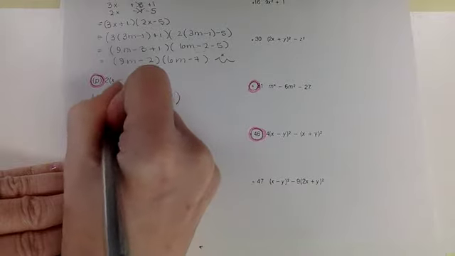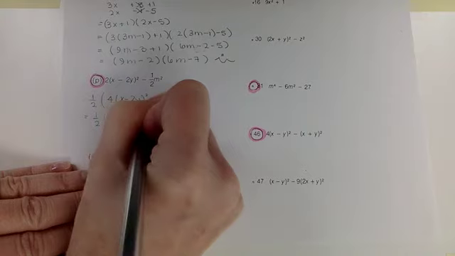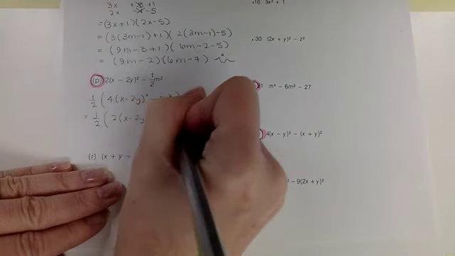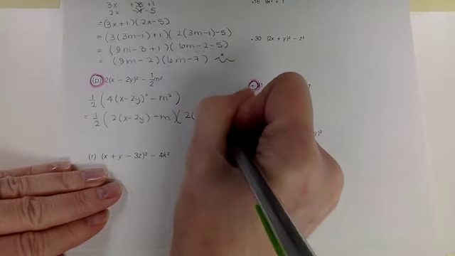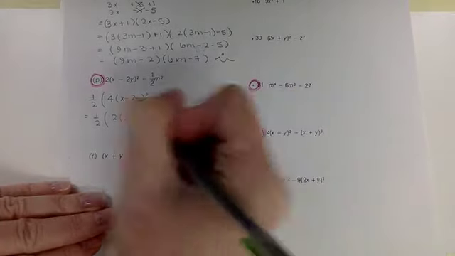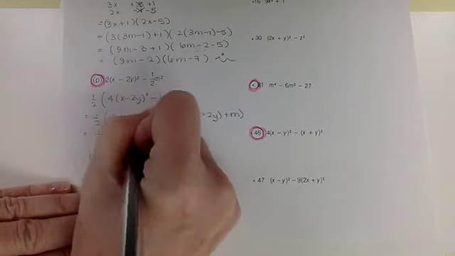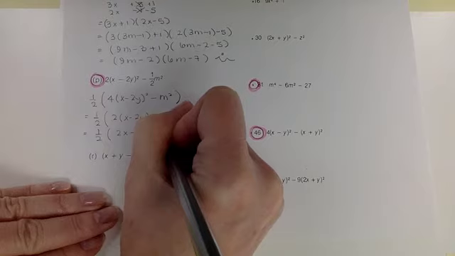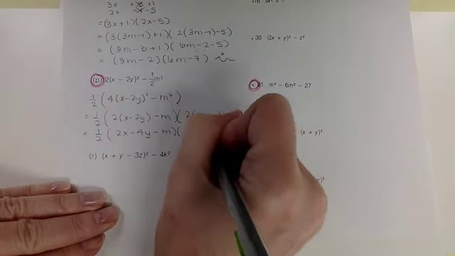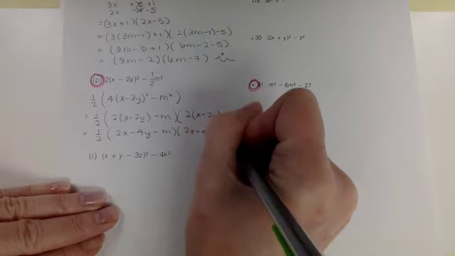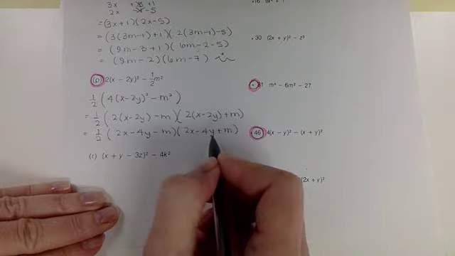Okay, here we go. So this is difference of squares. 2x minus 2y minus m and 2x minus 2y plus m equals half 2x minus 4y minus m and 2x minus 4y plus m. And I look for further factoring, and there's nothing else I can take out of both of those.